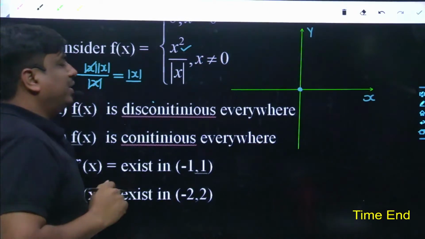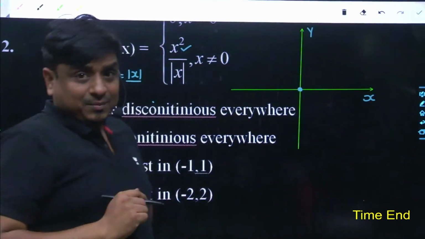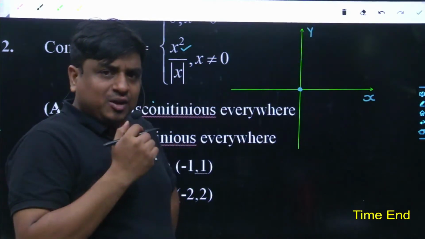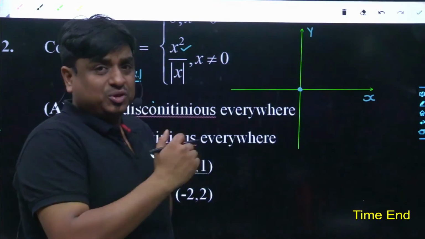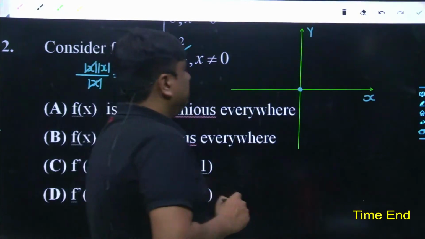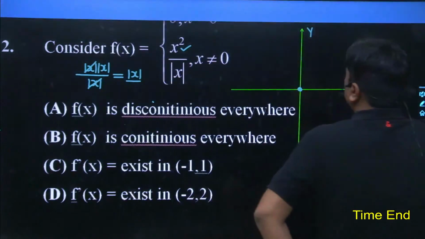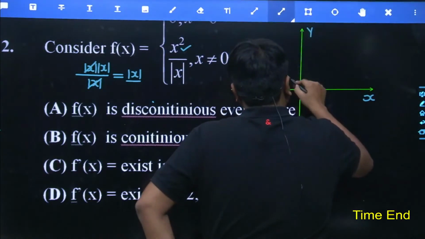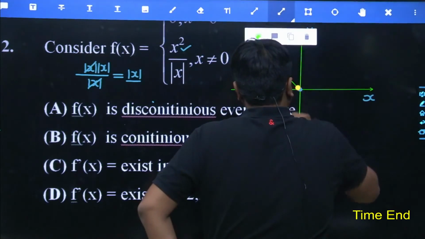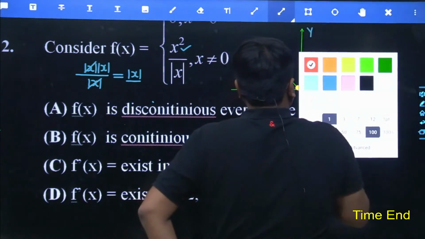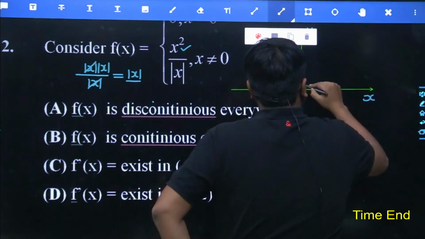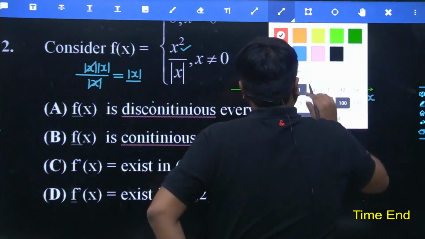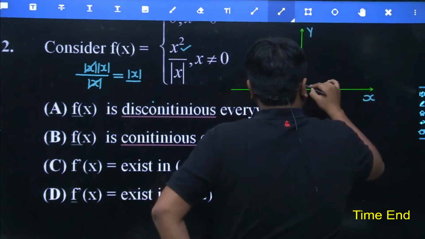And this has been mod of x, or I can say it has a V-shaped structure, making a cusp at x equals 0. For the negative values of x, the slope is -1. For the positive values of x, the slope is +1. So what we have been doing is drawing the mod of x. Many times you might have seen this structure. This has been kind of this. Yes, this.